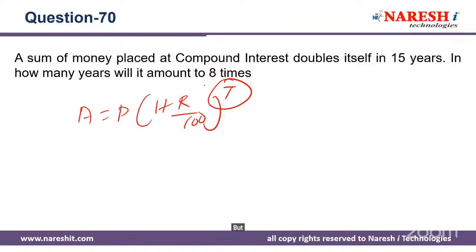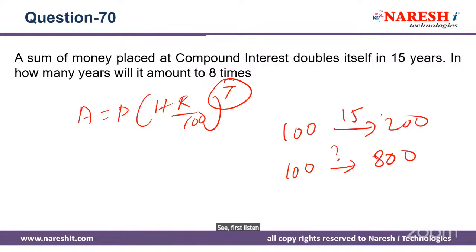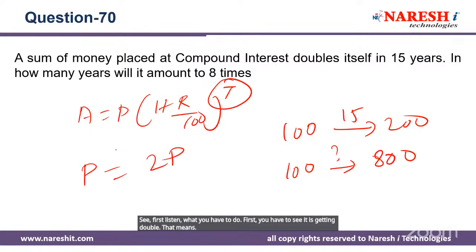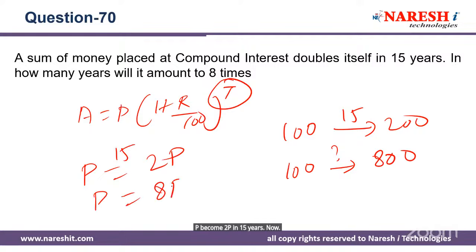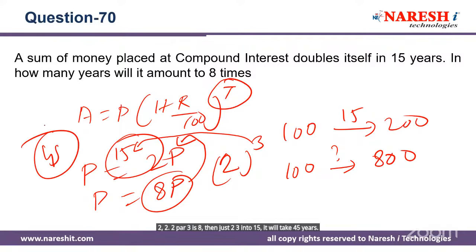For an example, there is a sum of money which gets double in 15 years. The same amount should become 8 times in how many years? See, first listen to what you have to do. First, you have to see it is getting double. That means P becomes 2P in 15 years. Now P should become 8P. You have to find 8P is what power of 2. 2 to the power of 3 is 8. Then just do 3 into 15. It will take 45 years.